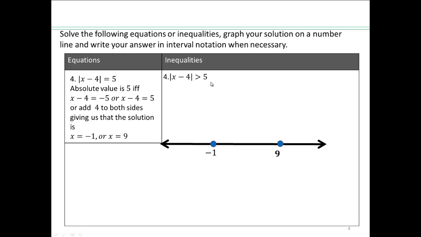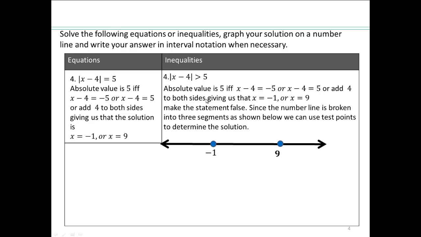Let's do the inequality. In this inequality, solve the equality first, giving you solutions -1 and 9, which we have here. But as you see, we cannot have equal to 5, so we're going to have to punch holes in there, right? -1 and 9 are not solutions. But the number line is now broken into 3 segments: below -1, between -1 and 9, and above 9.